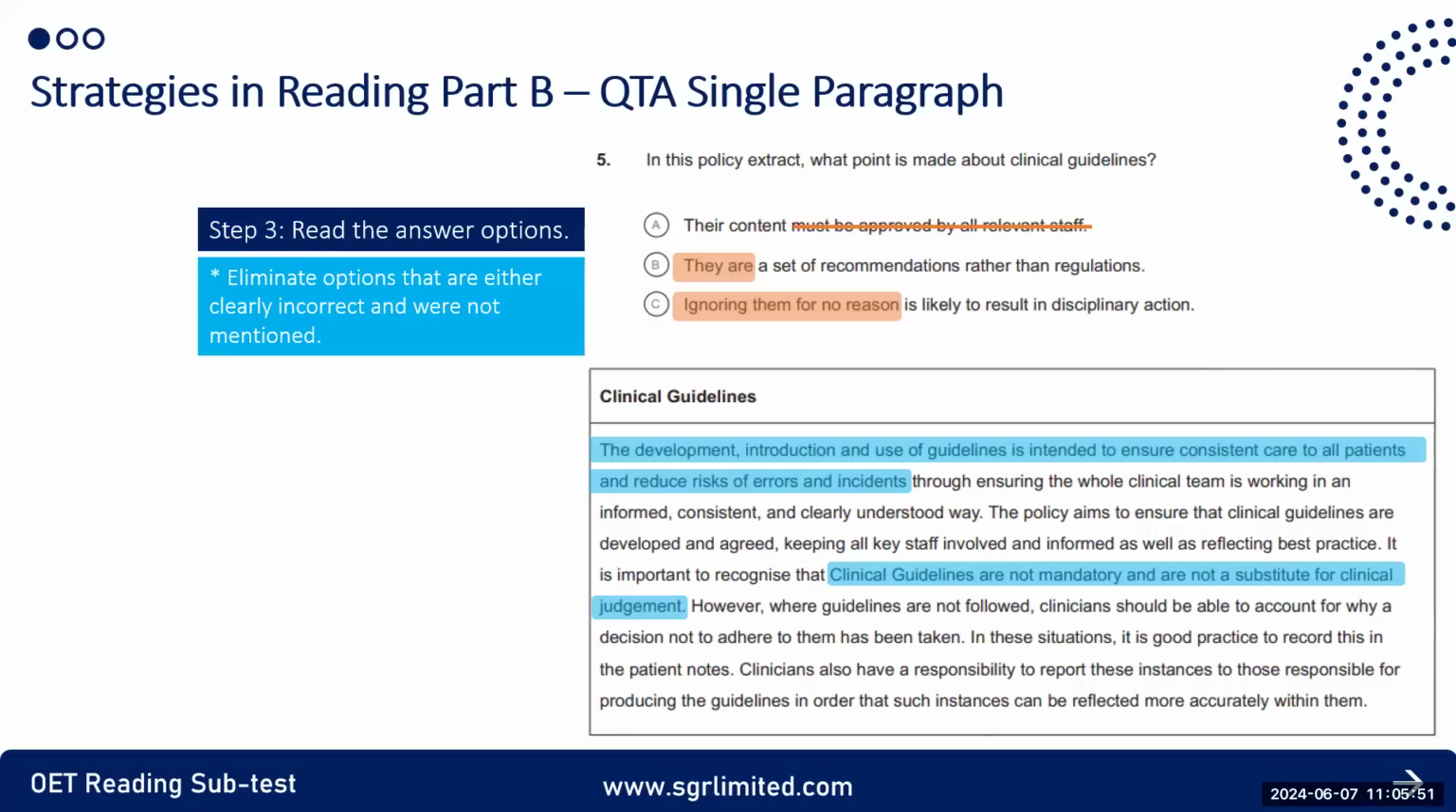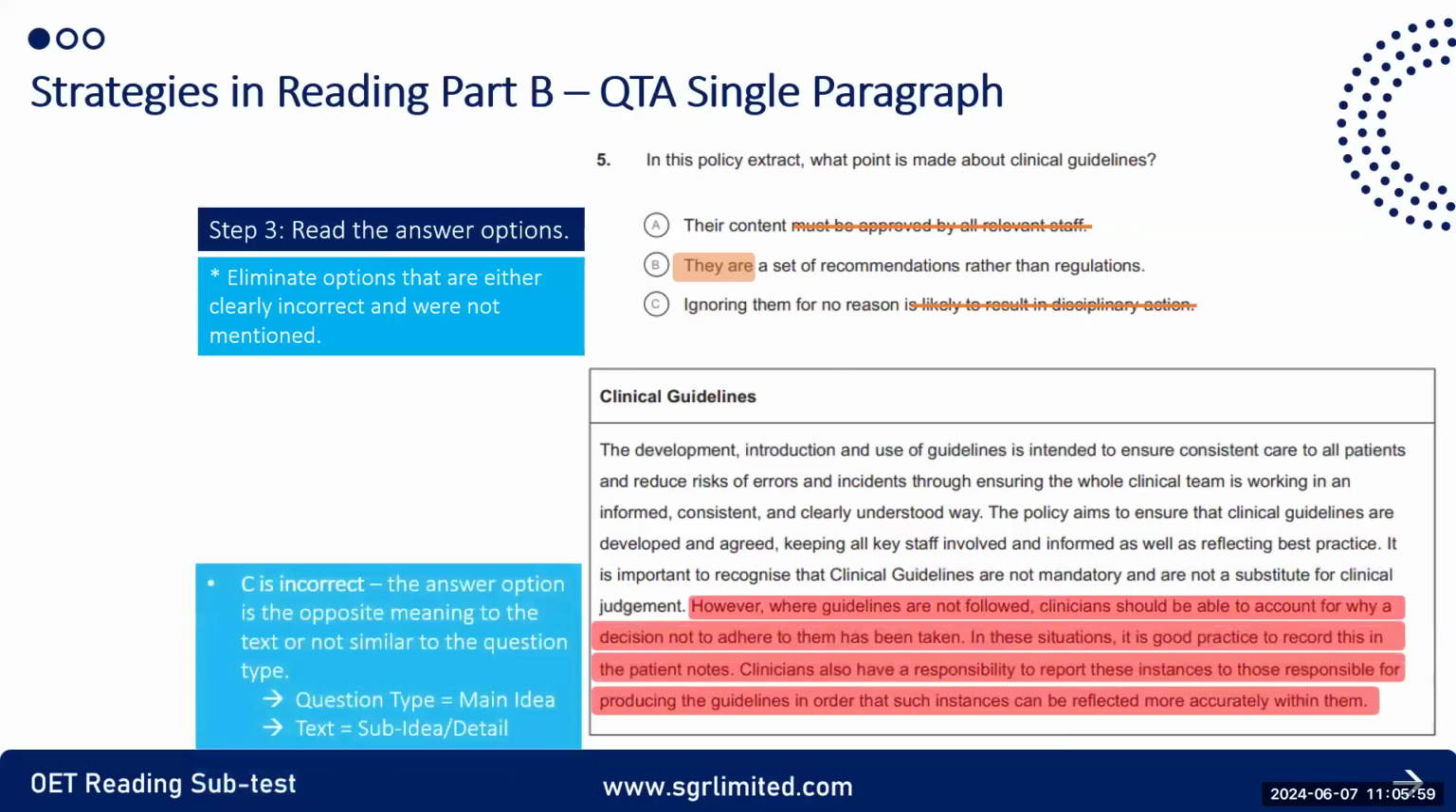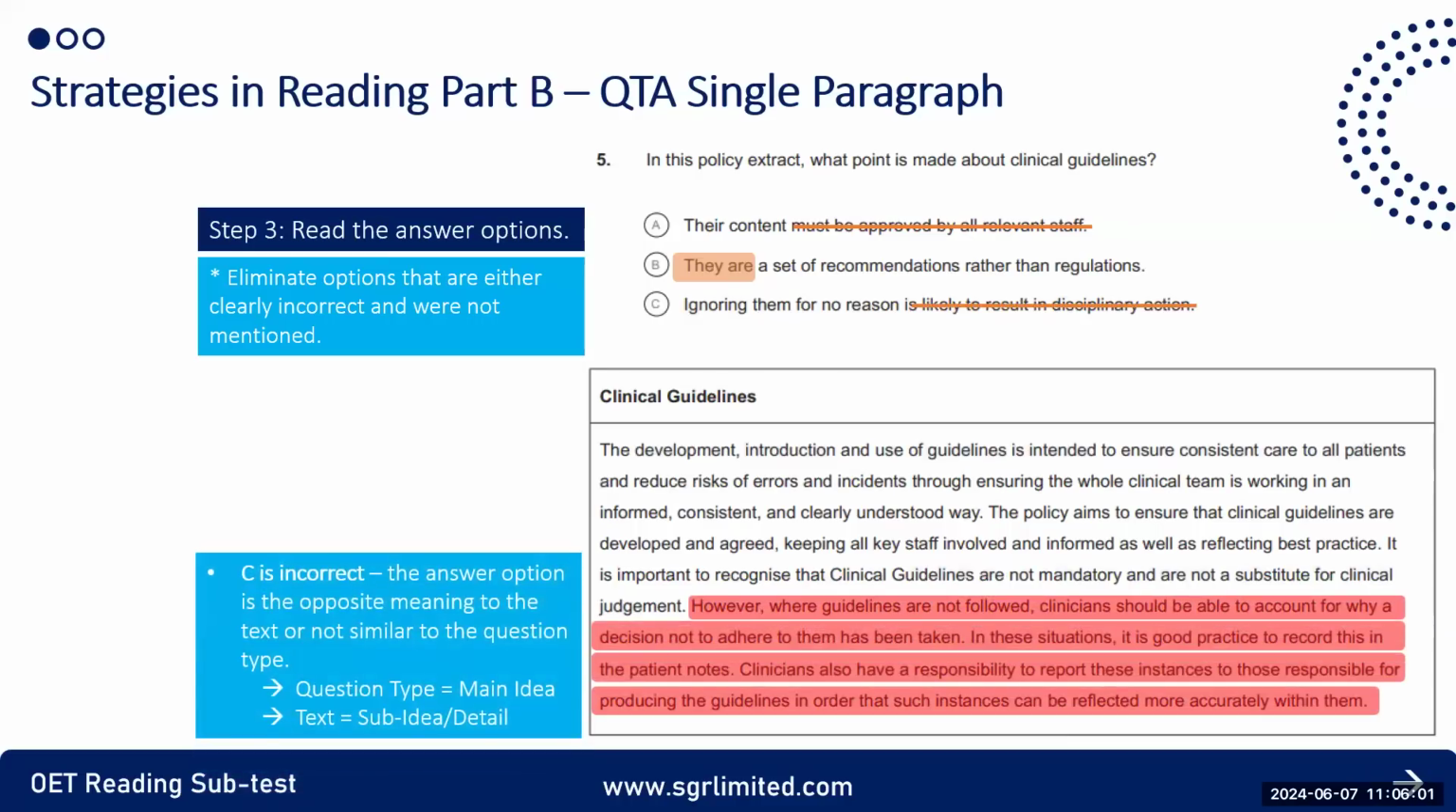Now, in order for us to be confident that it's B, let's take a look at C to try to eliminate this option. It says ignoring them, again referring to clinical guidelines. And it's talking about it's likely to result in disciplinary action. Now, there is nothing in the text that talks about disciplinary action and how this disciplinary action is going to result from ignoring clinical guidelines. Therefore, C is incorrect.